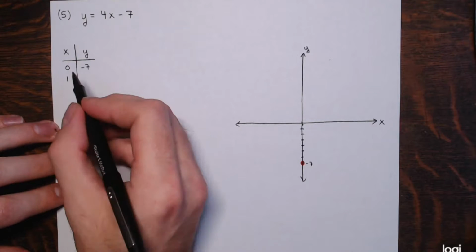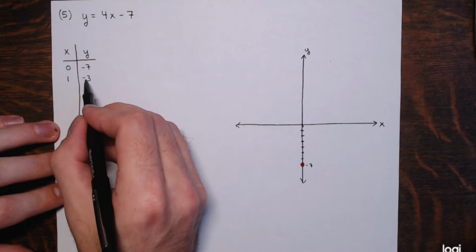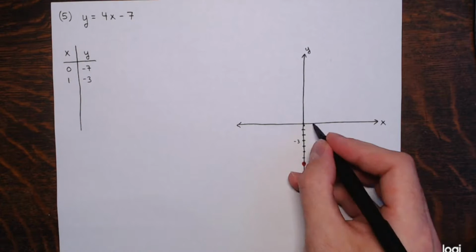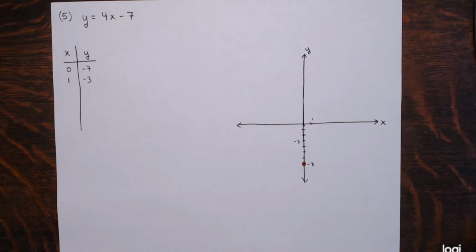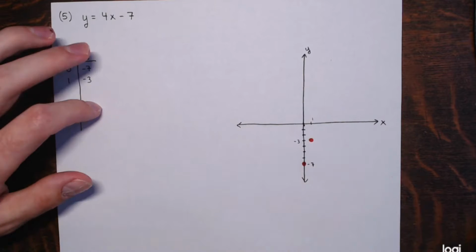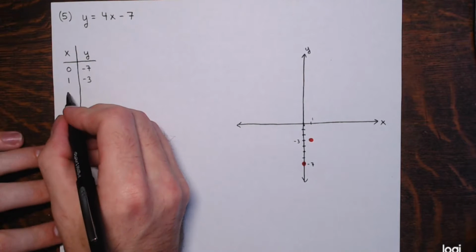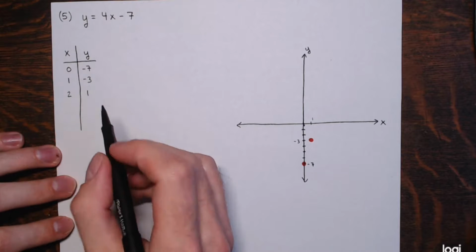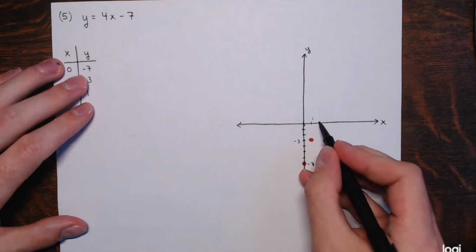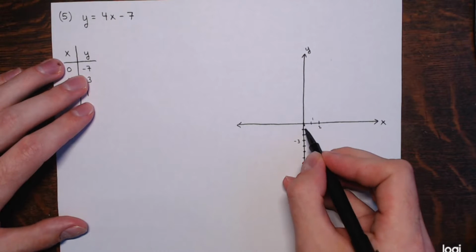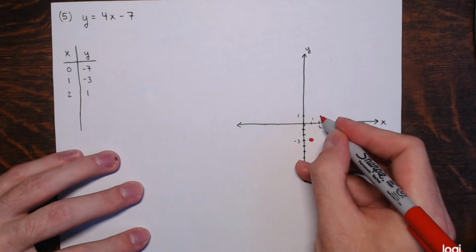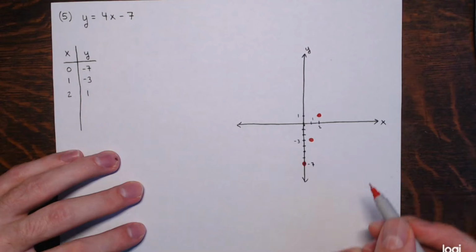If x were 1, 4 minus 7 is -3. You have x is 1, y would have to be -3. So -3 on the y, 1 on the x. So 1, -3, there we go. That point. If x were 2, y would be 1. 8 minus 7, y equals 1. So 2 on the x, 1 on the y, that's this point here. And I think that's enough.